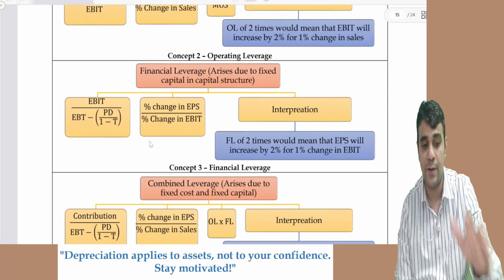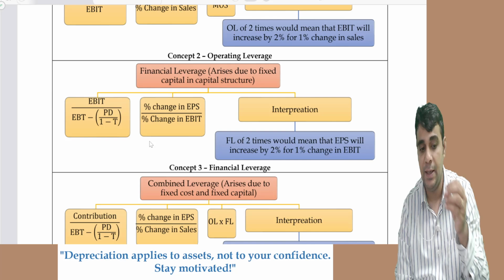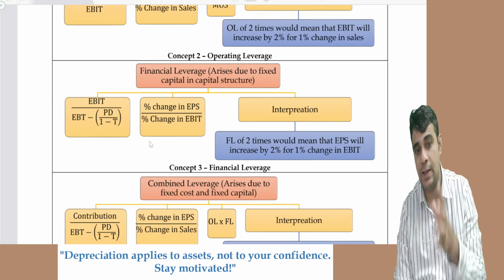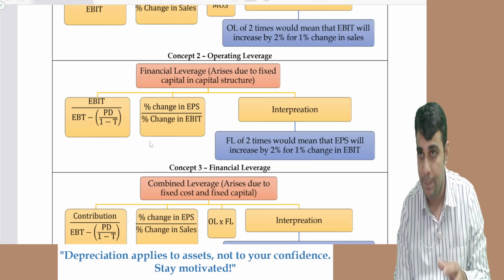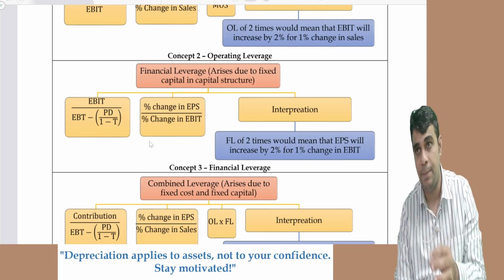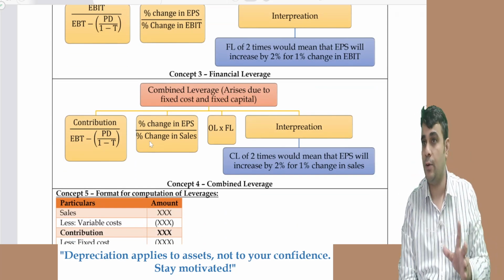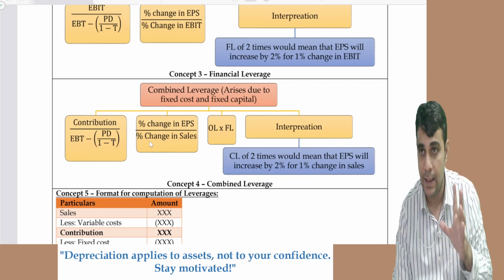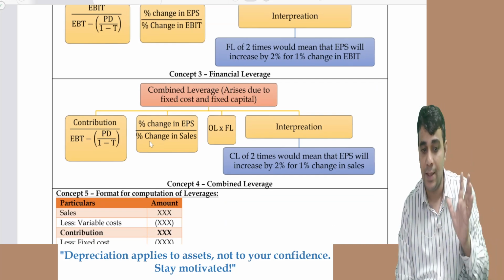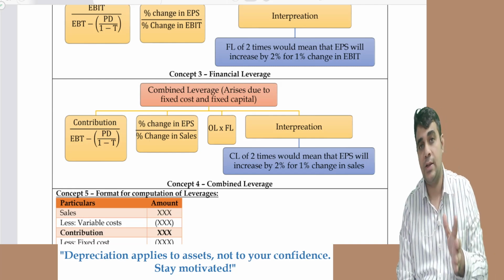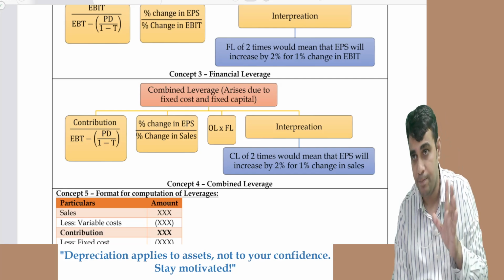Financial leverage is due to fixed capital: EBIT divided by EBT minus PD divided by 1 minus tax rate, or percentage change in EPS divided by percentage change in EBIT. Interpretation is 1% change in EBIT, 2% change in EPS. Multiplication of the two, OL into FL, or contribution divided by EBT minus PD divided by 1 minus tax rate, percentage change in EPS by percentage change in sales, and that's the interpretation.